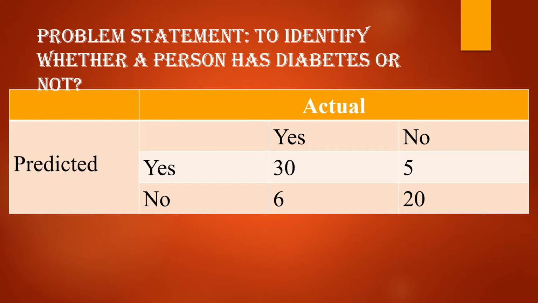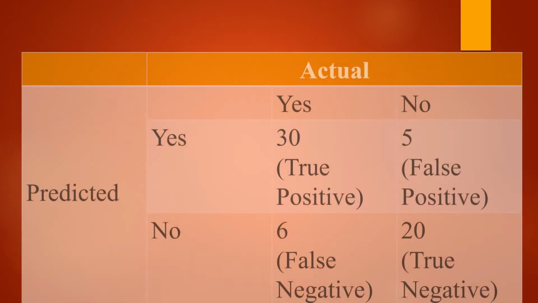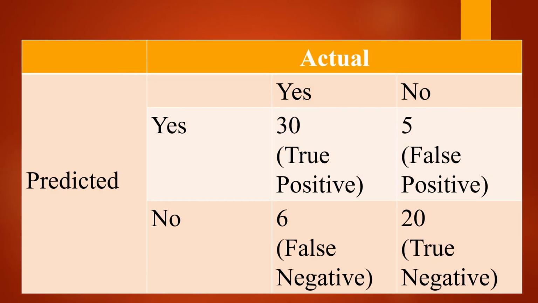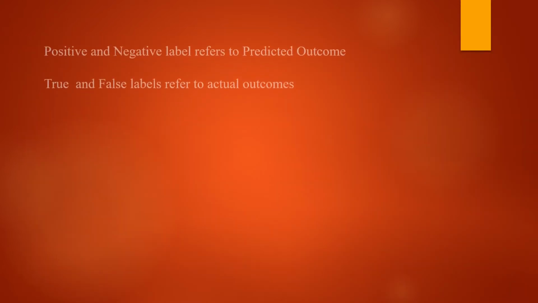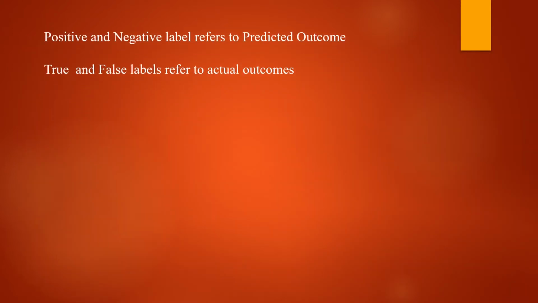Now, let's deep dive into this confusion matrix. So our 30 is our true positive, our 5 is our false positive, our 6 is our false negative, and 20 is our true negative. Remember that your positive and negative label refers to predicted outcome and your true and false labels refer to actual outcome.